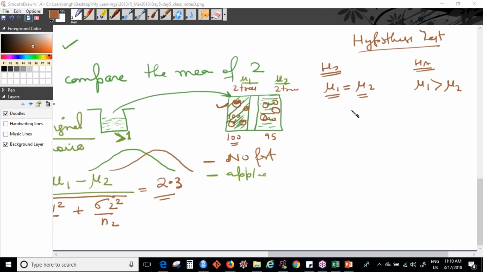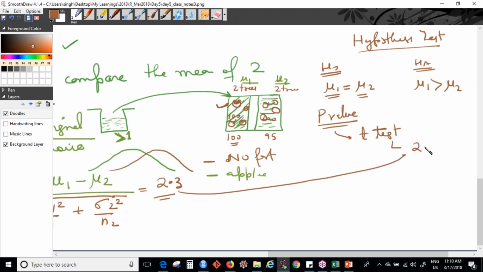Okay, so this is your alternative hypothesis. Now what you will do, you will again find your p value. So you will assume your null to be true and then find the probability of the alternative. So in this case, your p value will come from a t test. From a t test you will get your p value. So the t test will give you this particular value, 2.3.